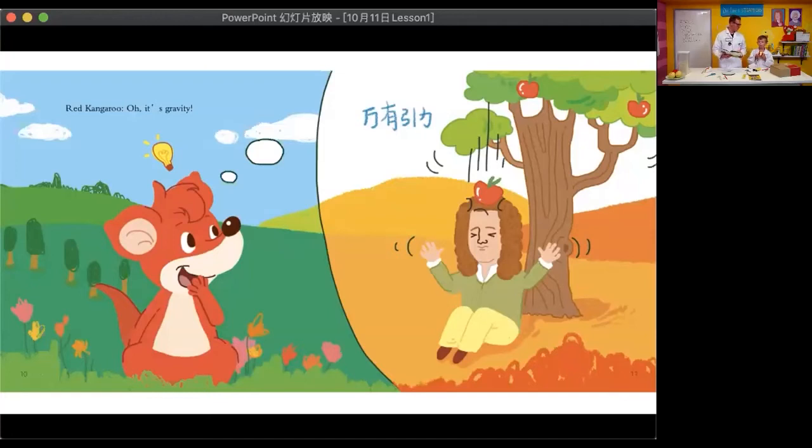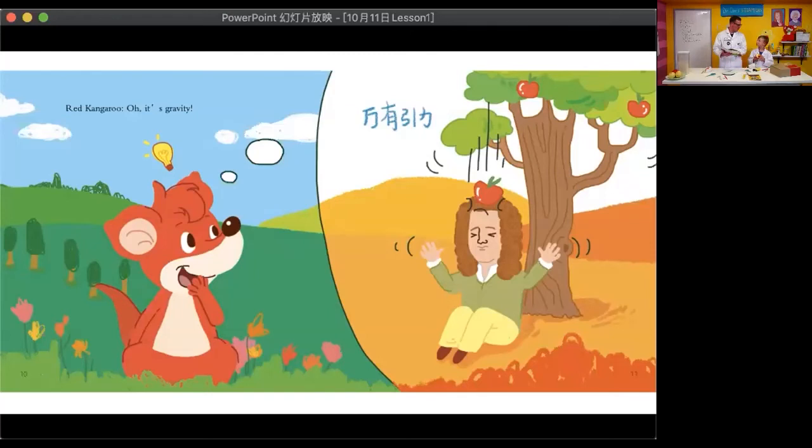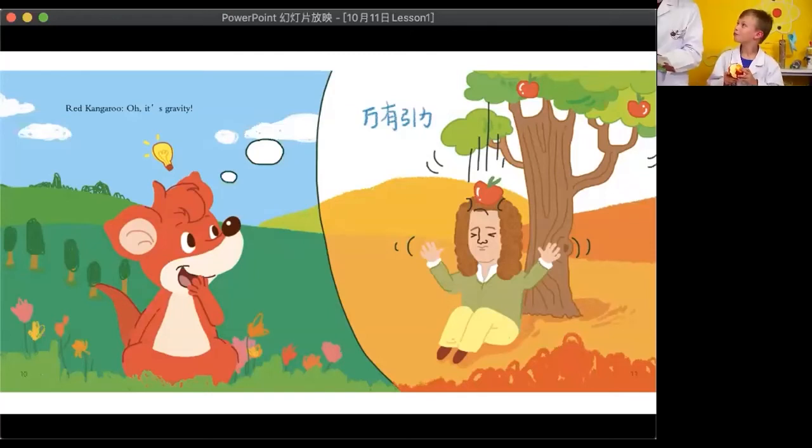How's your apple tasting? Which force are you using to eat it? The force of your mouth, your teeth? Very good.